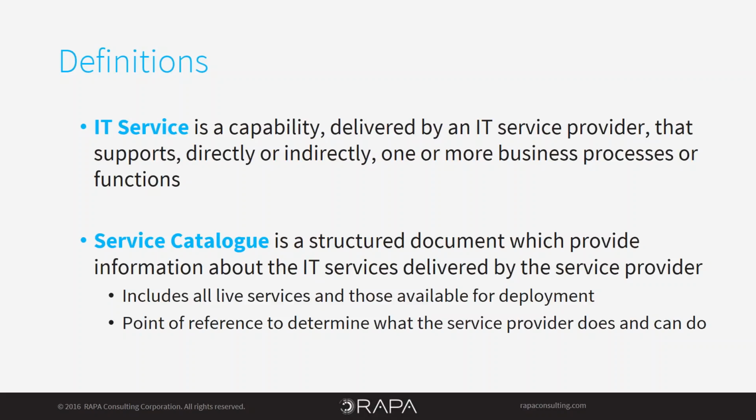A service catalog is just a structured document that provides information about the services we deliver to our clients. In a sense, it's our glossy, our elevator pitch of this is the business we're in. It should include all live services and those that we can actually deliver, that are available if we have new services coming. And then it should be a point of reference for us as an IT service provider to show this is our business, this is what we're doing.